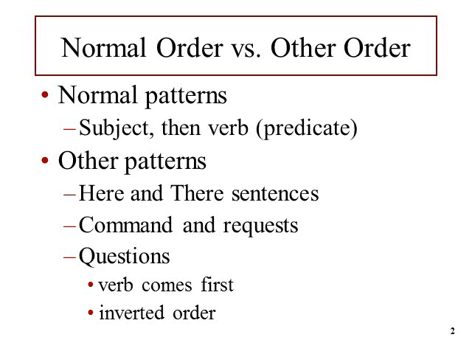We know about normal order. Normal order is when we have the subject first and then the verb, like I will study, or I will study for the test. The subject is I, and then will study is my verb.